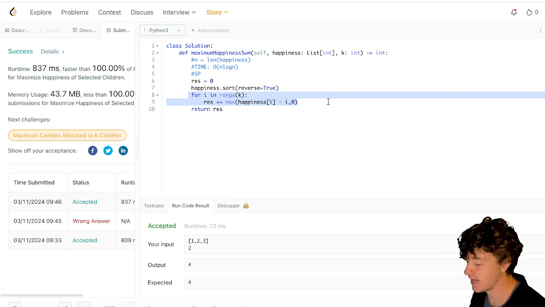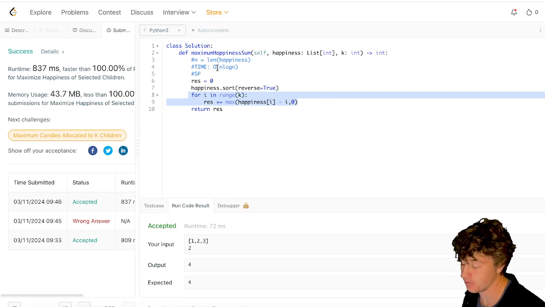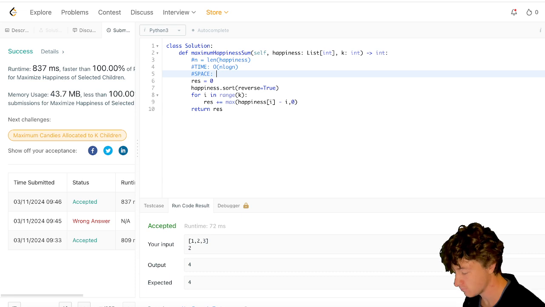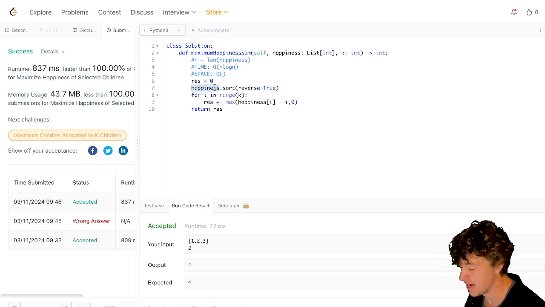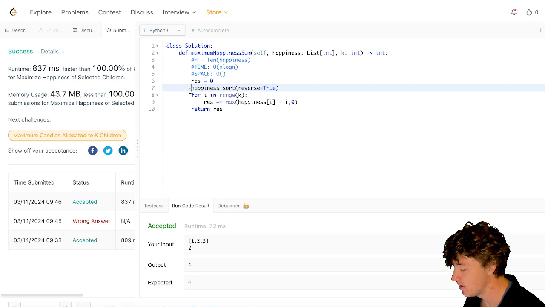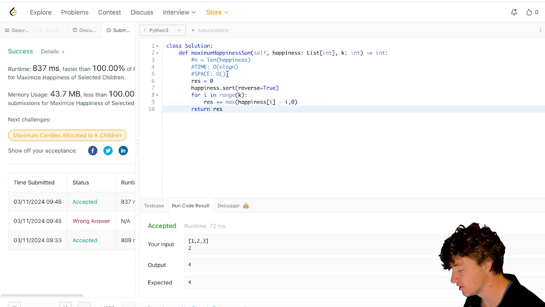So k is less than or equal to n, and n is less than or equal to n log n. So it's O(n log n). For space, let's imagine we sort this in place, and then we just update this variable. This is an in-place sort like heap sort, so that'd be constant space. And then we just update a variable accordingly, so that's O(1).